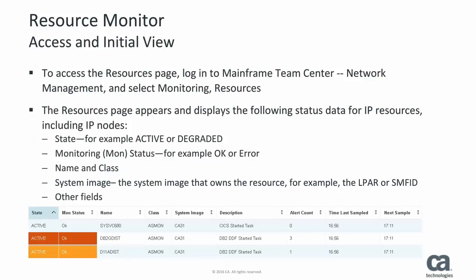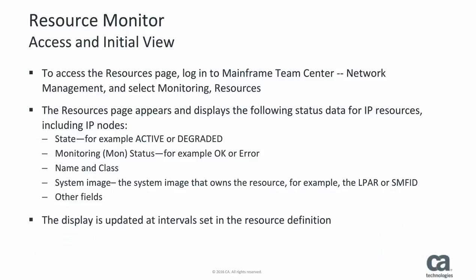To access the resources page, log into Mainframe Team Center Network Management and select Monitoring and then Resources. The resources page appears and displays the following status data for IP resources, including IP nodes. State, for example, active or degraded. Monitoring or mon status, for example, OK or error. We describe state and monitoring status in detail on the next slide.